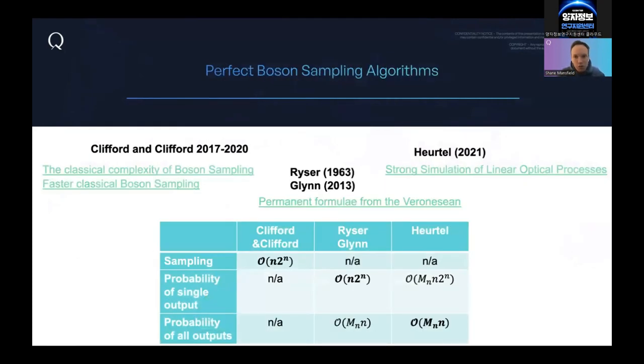So perfect boson sampling algorithms, there have been a few of them. Clifford and Clifford came up with the flagship one. They had two papers, 2017 and 2020, and they worked on the boson sampling problem. They got something with a complexity n, 2 to the power of n. And then we have formulae which calculate all of the output amplitudes.